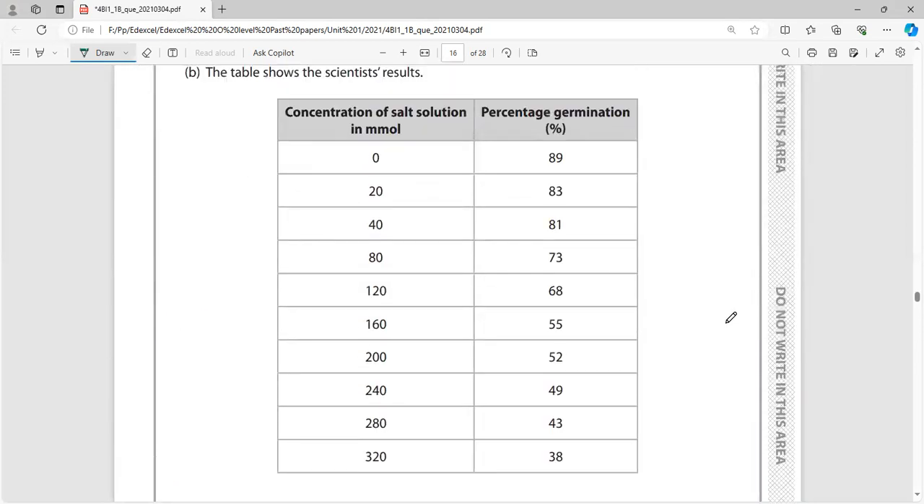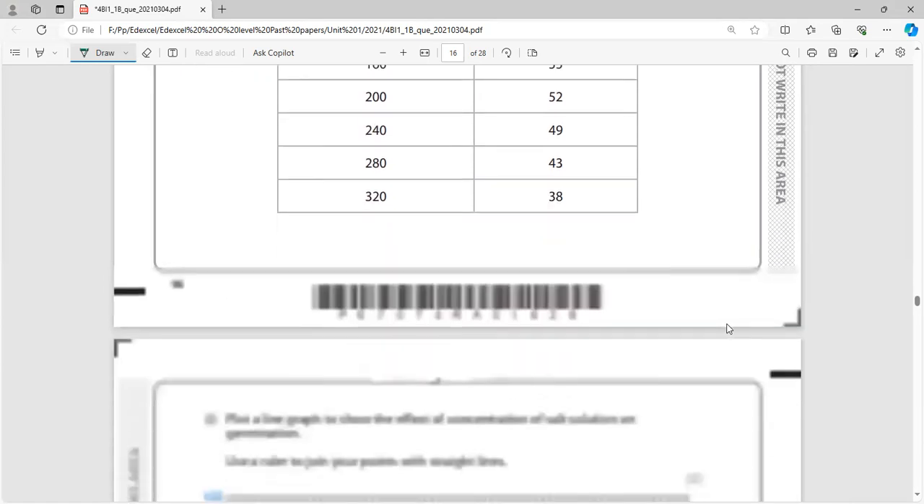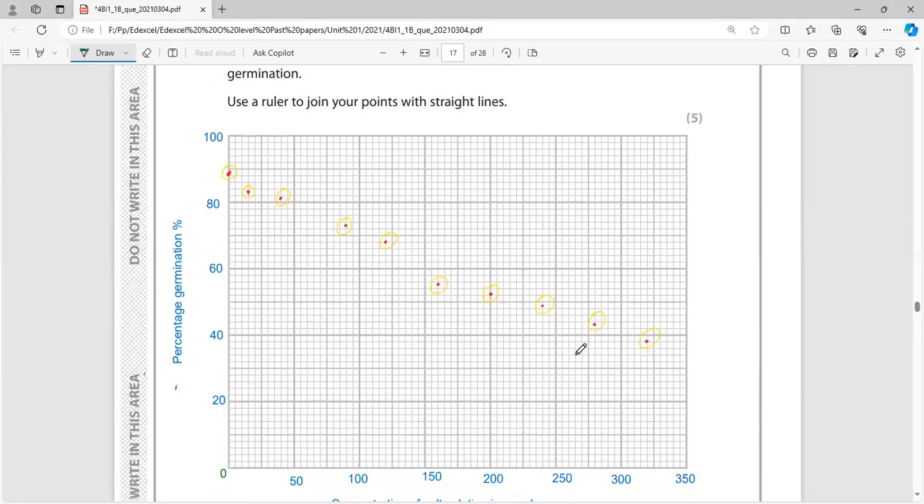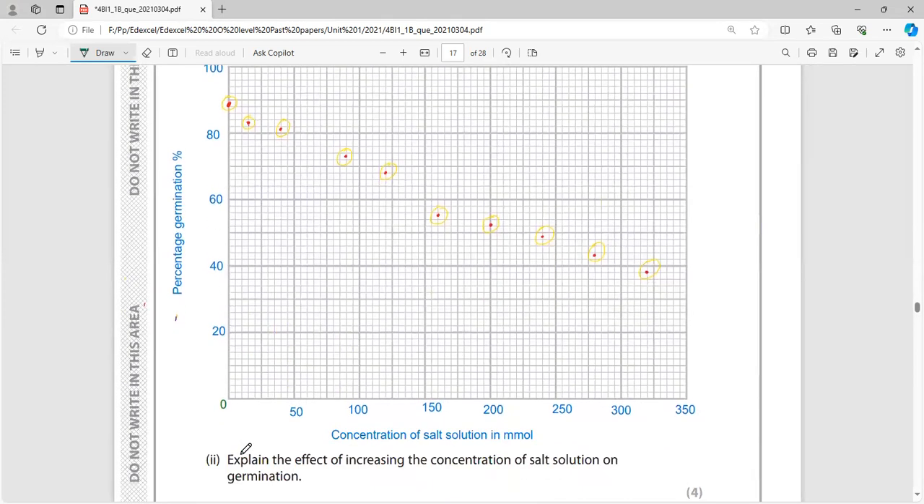For example, we take the first value here. At a concentration of the salt solution of 0, the percentage of seed germination is 89%. So the first point is here, and I'm going to encircle this point. Along the y-axis, one small box is equal to 2, so this will come in between, at the last box before 90. And in the same way I will plot the graph.